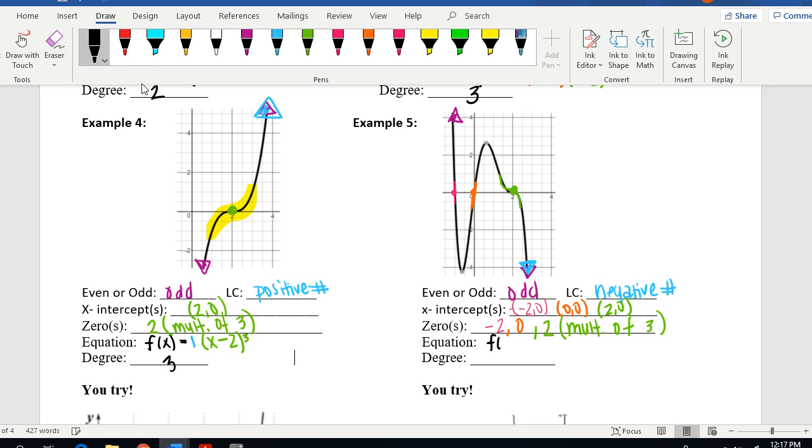So I have f of x. I have a negative leading coefficient, so I need to do -1. I have this 0 as an x-intercept, so I'm going to have an x here. Then my next factor is going to be x plus 2. And then my last factor is going to be x minus 2 cubed.